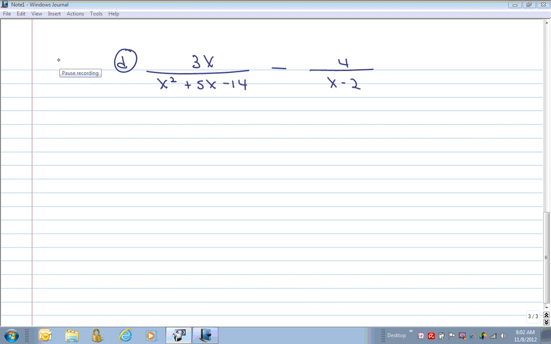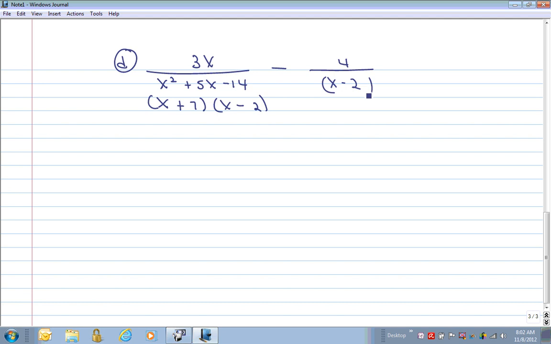Alright, now in part D, we're going to subtract, and we know when we add and subtract, we're going to have to find common denominators, which means there's a little more work involved. All right, so here we go. We're going to find a common denominator first by factoring this denominator. When we do, we get x and x. We're going to multiply to negative 14 and add to 5, so we have 7 and 2. We need the 5 to be positive, so a positive 7 and a negative 2.